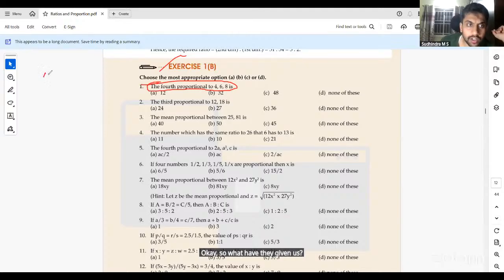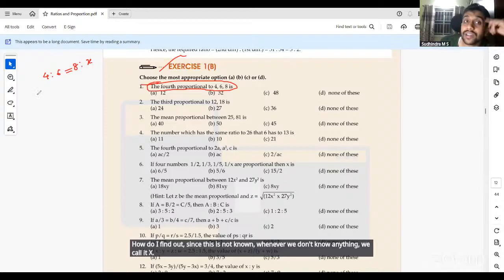Simple. Okay, so what have they given us? Fourth proportional. Fourth proportional means what? Fourth term. 4 is to 6 is equal to 8 is to what? This is a fourth proportional. This is what we have to find out. How do I find out? Since this is not known, whenever we don't know anything, we call it X.